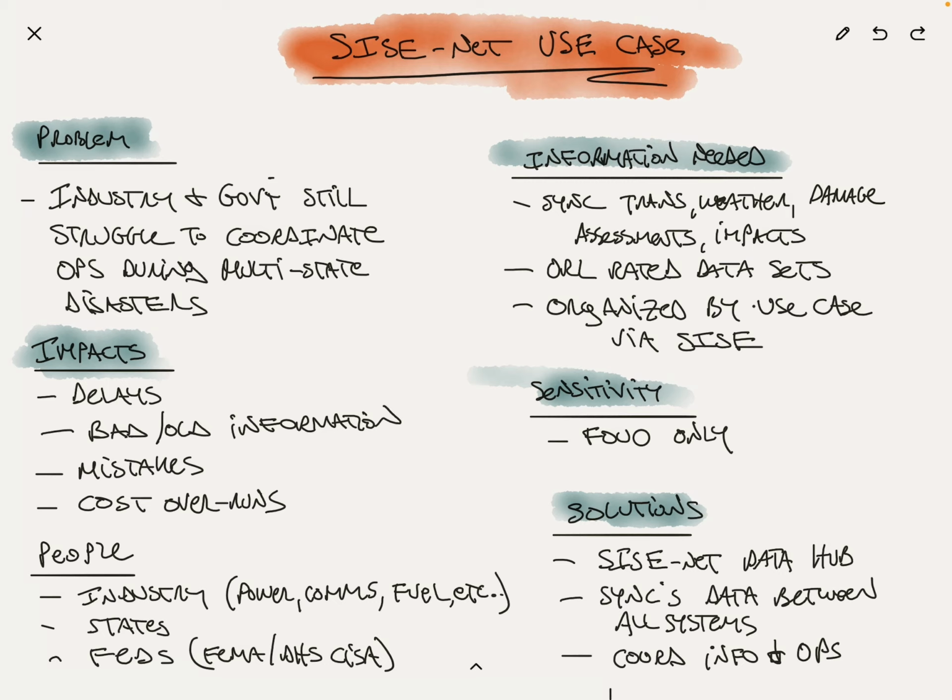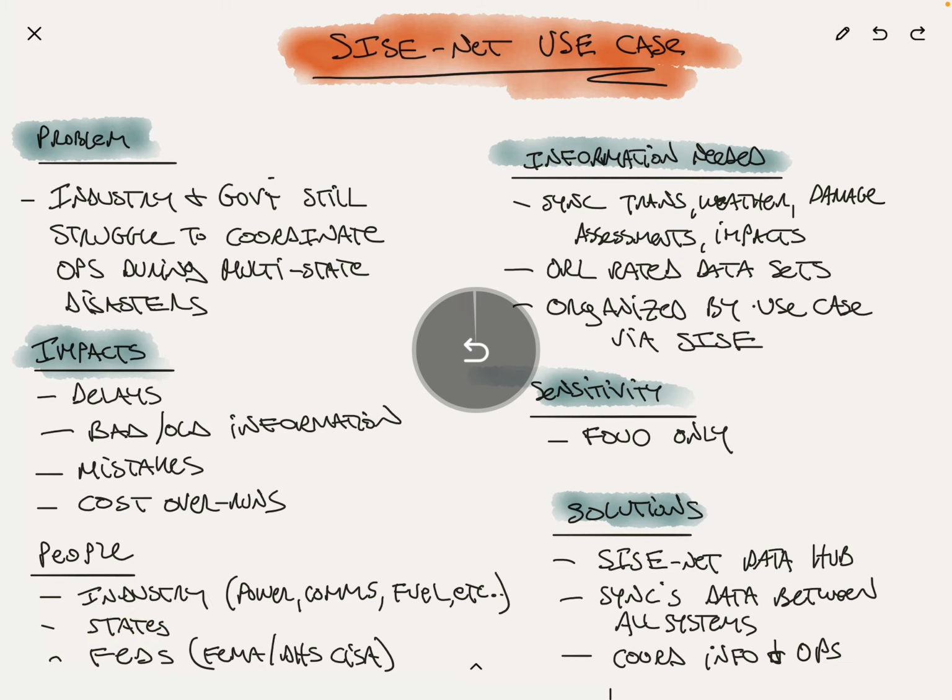So what are the impacts? The big one is delays. The delays occur in decision-making, in transportation, in movement. There's so many factors that bring into that. And you've got bad old information. Sometimes it's outdated that gets out there. You make operational mistakes, and of course the cost overruns, not to mention life safety. So it's a big deal. So the people involved here are industry, states, and federal government agencies, primarily CISA and FEMA.